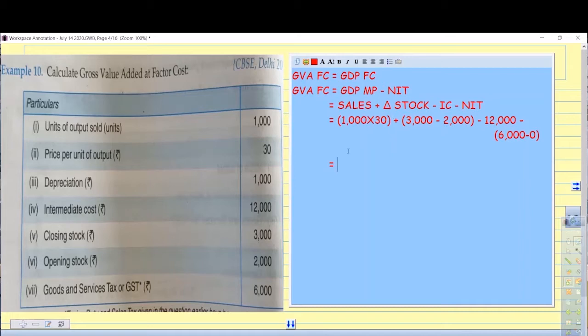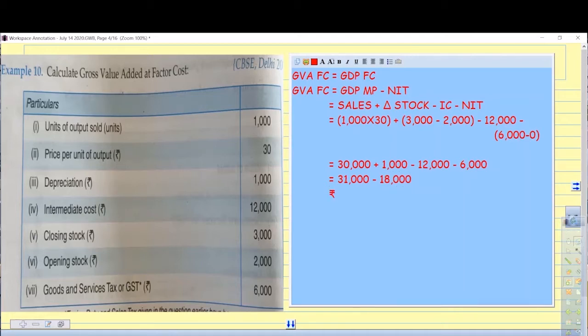Thousand into 30 is 30,000 plus 3,000 minus 2,000 is 1,000 minus 12,000 minus 6,000 equal to 30,000 plus 1,000 is 31,000 minus 12,000 minus 6,000 is minus 18,000.